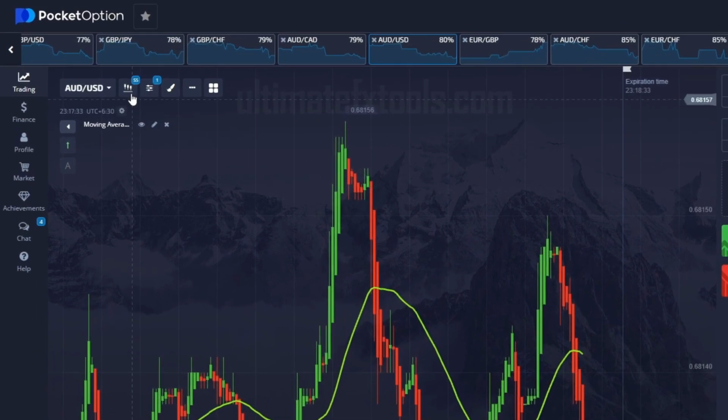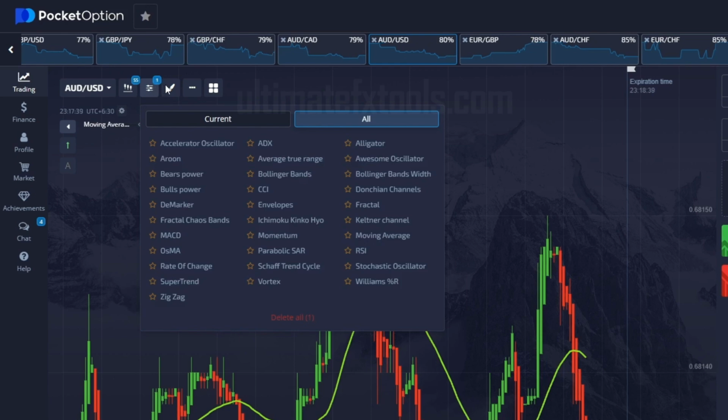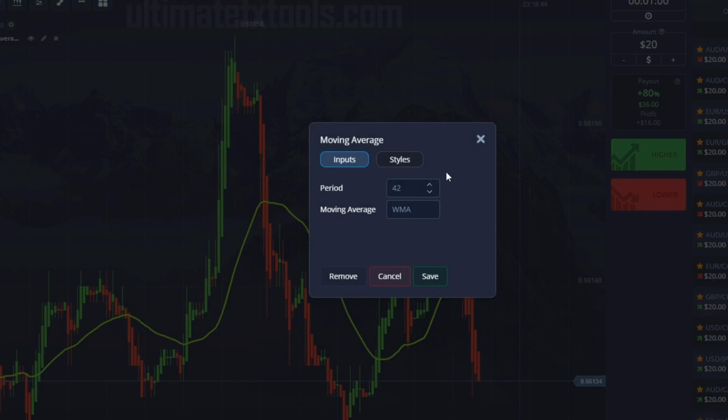What we do first is set our candle time frame to 5 seconds with Heiken Ashi candles. Then we have only one indicator, the moving average. Our moving average input is a period of 42, with weighted moving average type. We must set our style to 3 pixels to have a clearer view of our moving average in the chart.